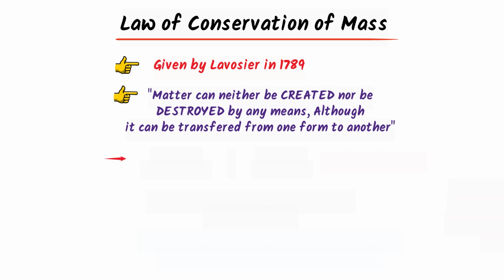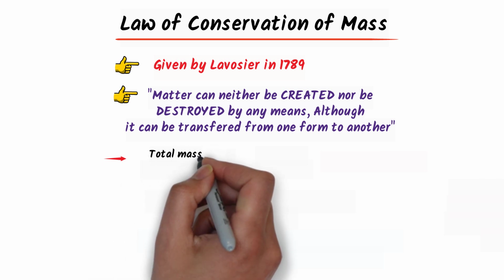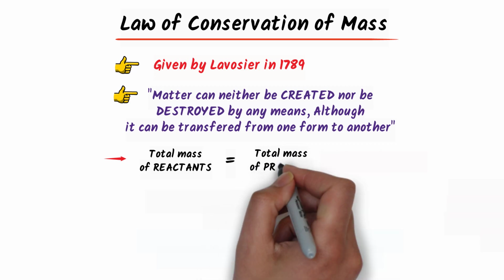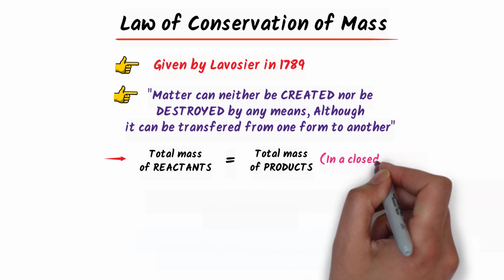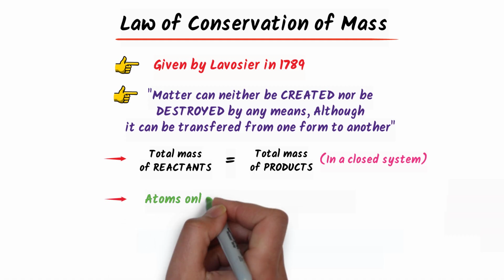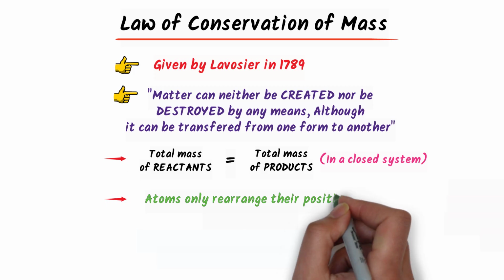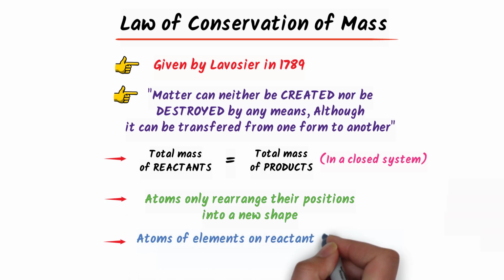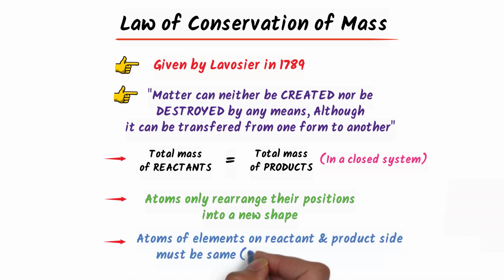The first point is the total mass of reactants must be equal to the total mass of products in a closed system. Now, as atoms do not appear or disappear by any means, clearly atoms only rearrange their positions into a new shape. And the third point is atoms of elements on reactant and product side must be same. That is, the equation should be balanced.